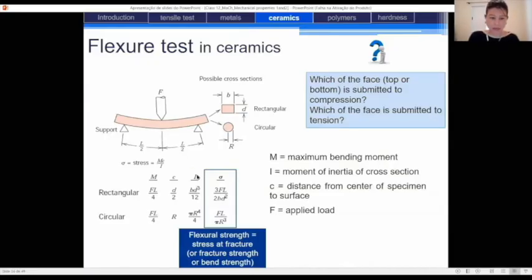So it will depend on the specimen thickness, which is represented here by this parameter C. It depends on the bending moment, M, and also on the moment of inertia of the cross-section, I. And so in this formula, to calculate the stress at fracture, we have the computation of these three pieces of information.